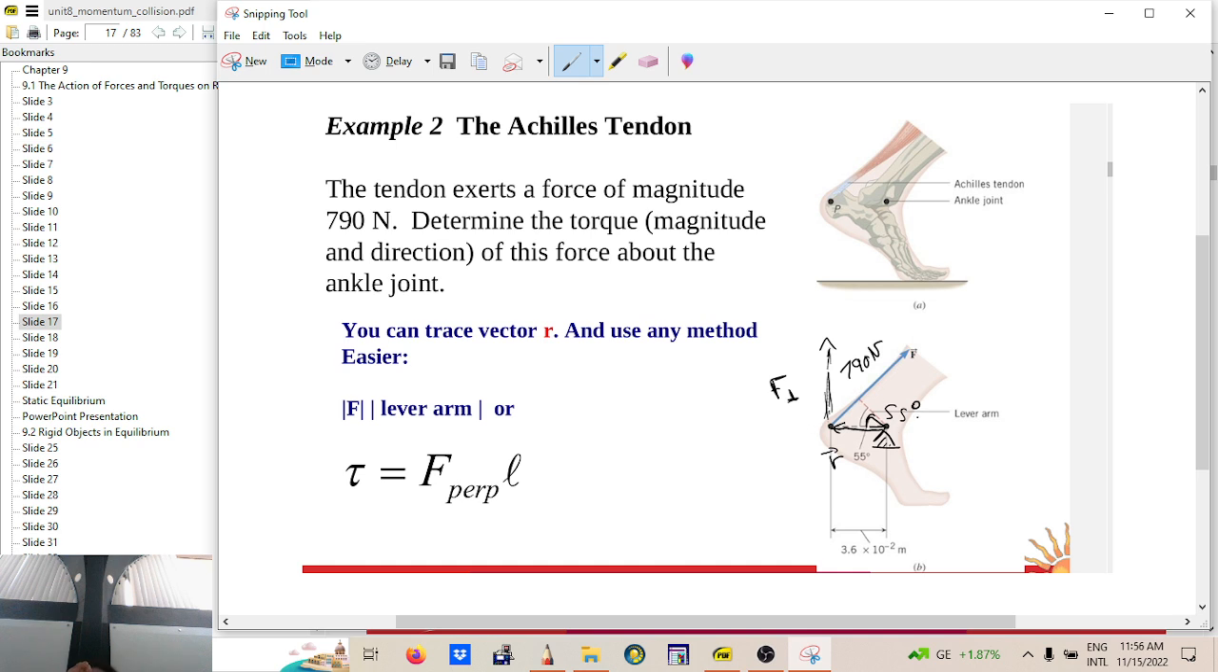You have two ways to do it. You can do it through the lever arm, or you can find the perpendicular. The best way to solve those problems is to think of a door. This is the hinge of the door, this is your door here, and you are pulling in this direction. So imagine a door, and this is your doorknob.